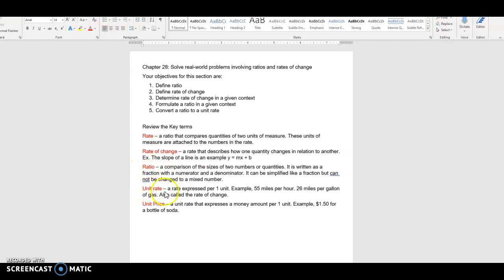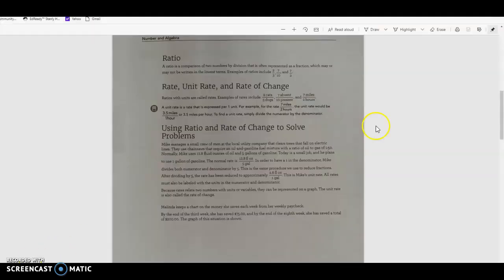A unit rate is a rate expressed per one unit. An example might be 55 miles per hour or 26 miles per gallon of gas. These are also called the rate of change. A unit price is a unit rate that expresses a money amount per one unit. An example would be $1.50 for a bottle of soda.